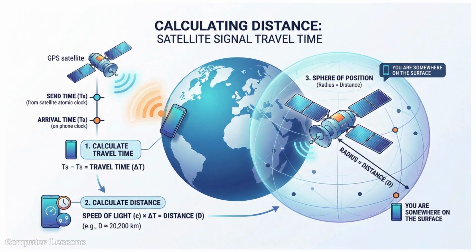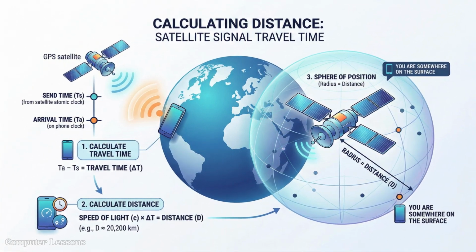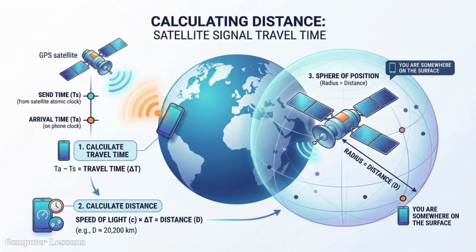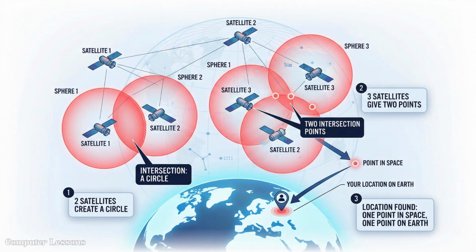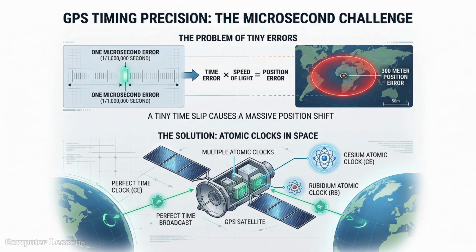Imagine a sphere around the satellite with a radius equal to that distance. You are somewhere on the surface of that sphere. If you measure the distance to a second satellite, you get a second sphere. The intersection of two spheres is a circle. A third satellite gives you a third sphere, which intersects the circle at just 2 points. One point is in space and the other is on Earth. That is your location. To make this work, the timing must be unbelievably precise.